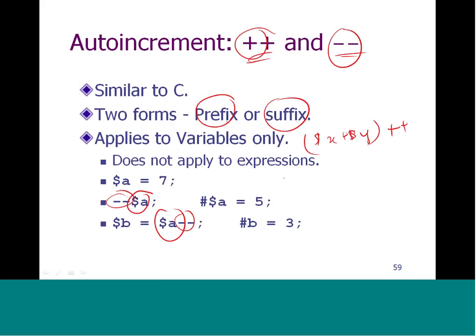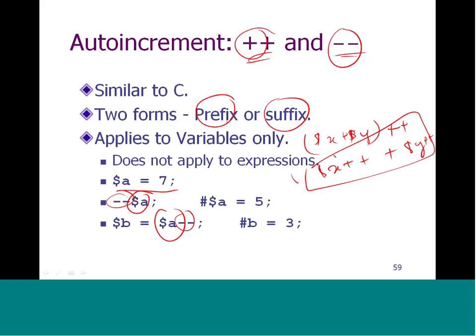So you need to make sure that you reduce this first and then do that, or you can do it like this: x plus plus and then plus y plus plus. This is a valid syntax, but when you write these kinds of syntax there are some issues. We will learn about that, but before that let us look at a simple example.